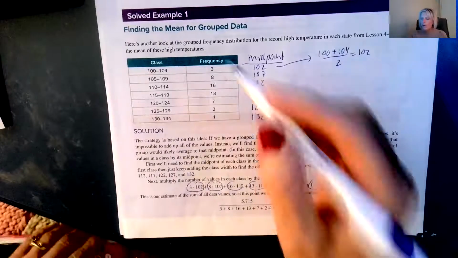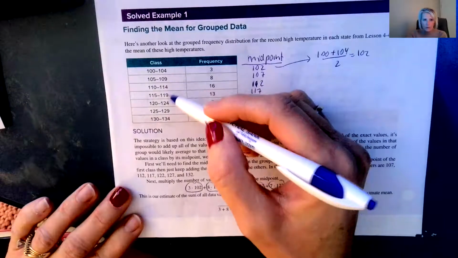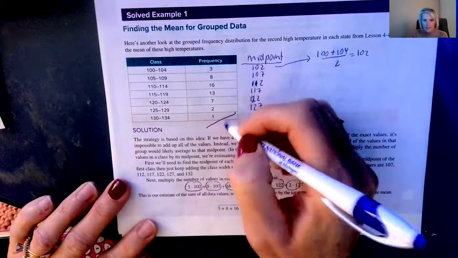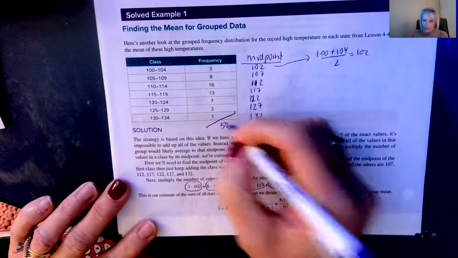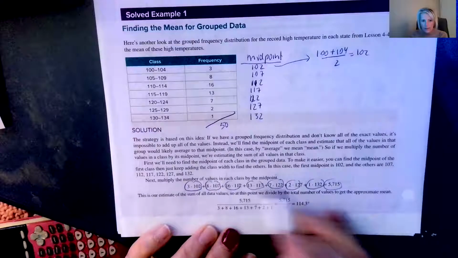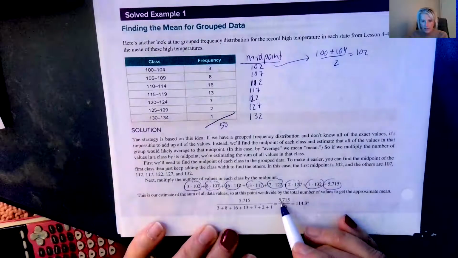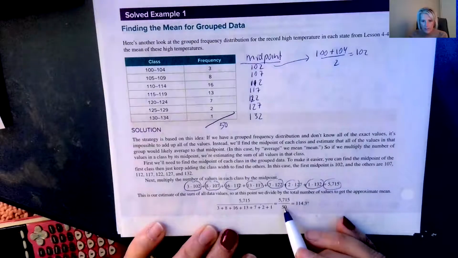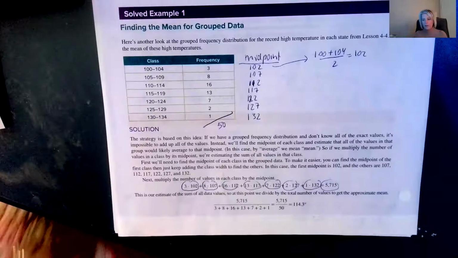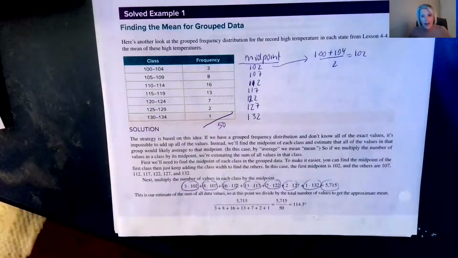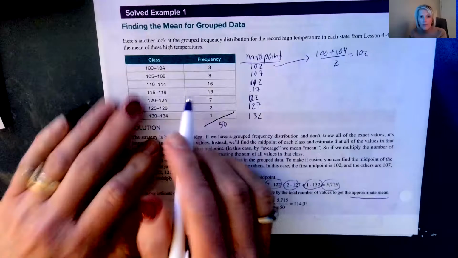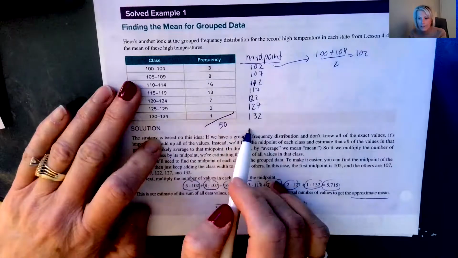Now you might think the count would be the number of groups, 1, 2, 3, 4, 5, 6, 7, but it's really the total number of states. And there were 50 states that we collected the high temperatures for. So our multipliers all multiplied and then added to 5,715 divided by 50. So the average temperature would be 114.3 degrees. Now this is an approximate mean because we didn't have the exact data. We only had the midpoints to base the data from.